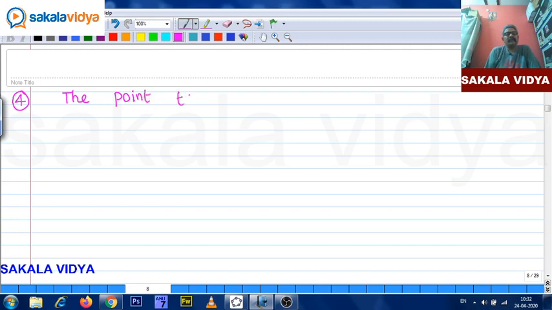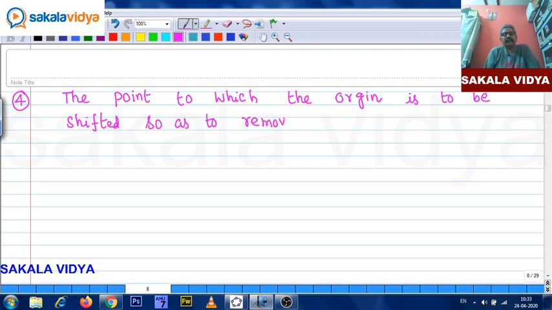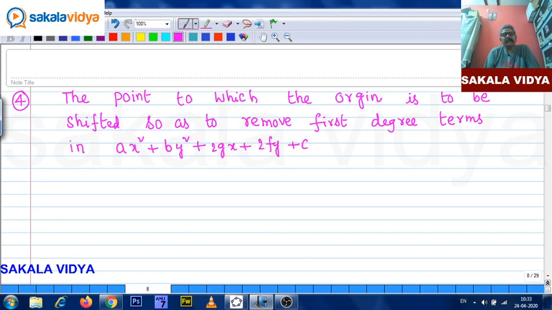The point to which the origin is to be shifted so as to remove first degree terms in ax square plus by square plus 2gx plus 2fy plus c is equal to 0 is. Now we need to find out this one.